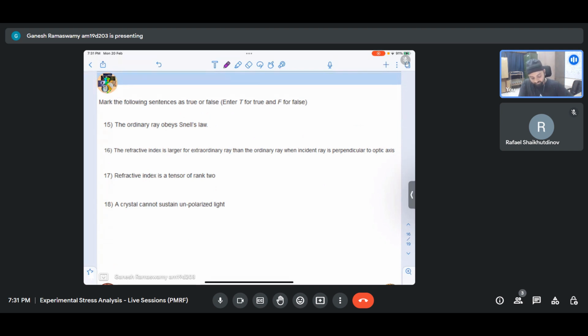Mark the following sentences as true or false. Enter T. Okay, 15. The ordinary ray obeys Snell's law. Yes. Unavoidably, there is some repetition, but that's fine. The refractive index is larger for the extraordinary ray than the ordinary ray when incident light is perpendicular to the optic axis. Is this correct?